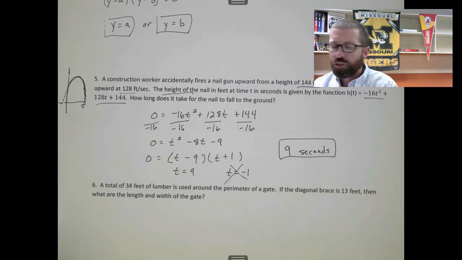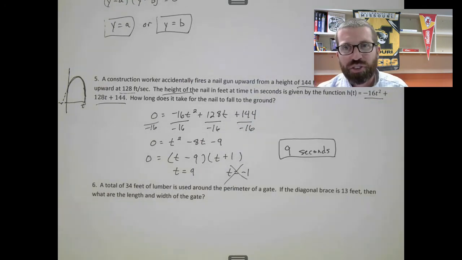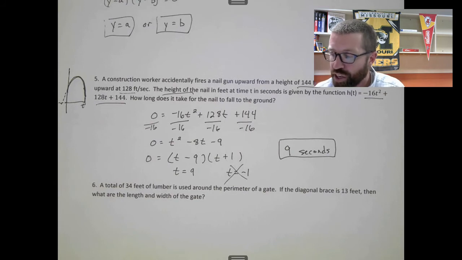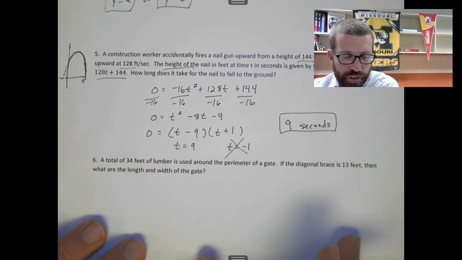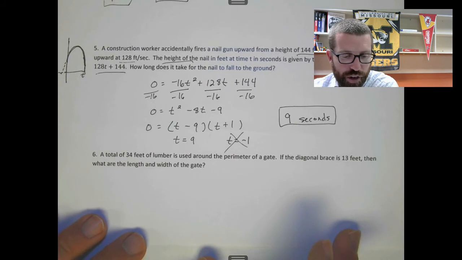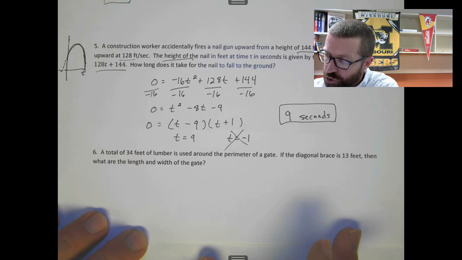One thing with word problems is always make sure your answer makes sense. If you get a super small number or a super big number here, maybe you made a common mistake that leads to an answer that doesn't make sense. But 9 seconds does make sense for a nail to go up in the air and come down and be up there for a while, but it is realistic.